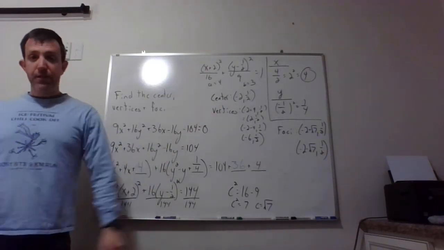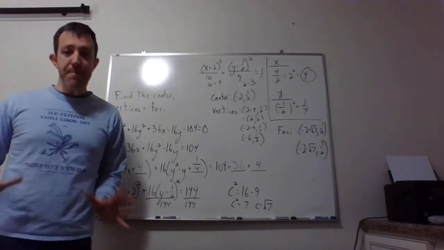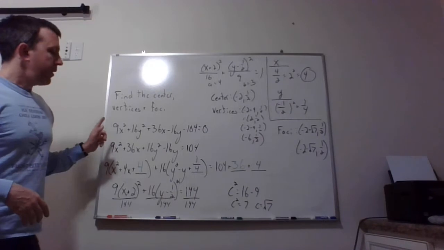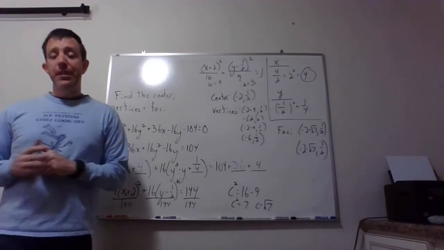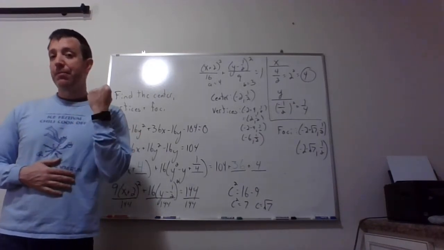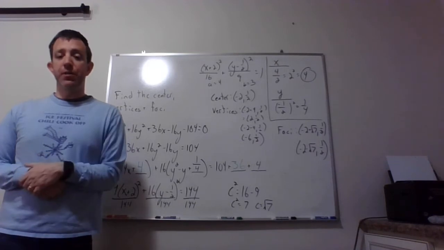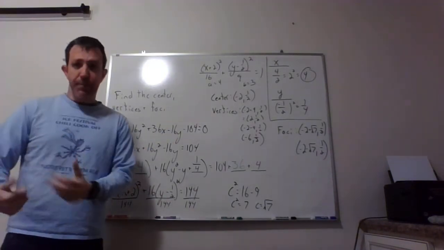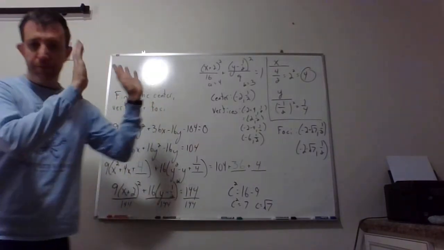As you can see, I managed to fill up my entire board very messily trying to fit this all in here. What we're going to have to do is complete the square. Not once, but twice. Once for x and once for y. And so the first couple steps I have here are to get us ready to complete the square. Then we'll complete the square and then we'll figure out the answer.